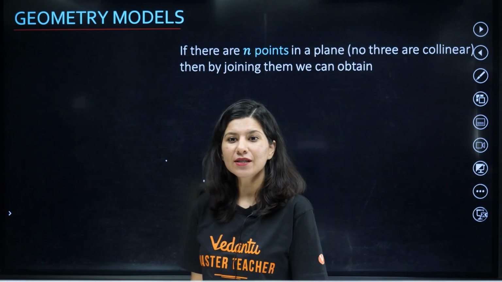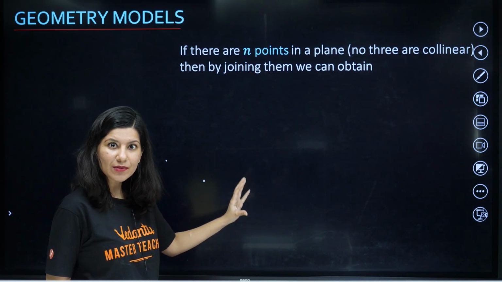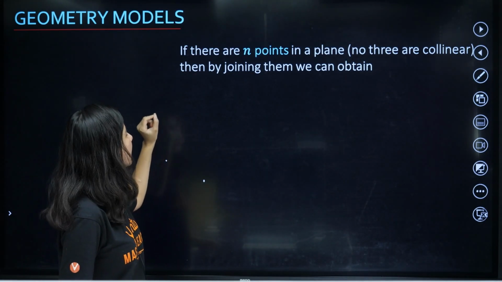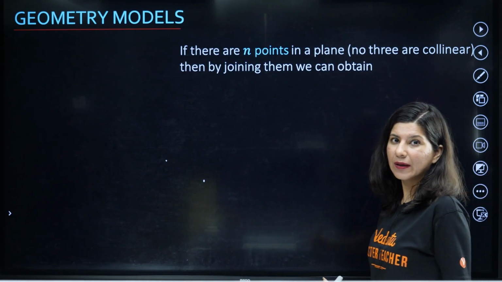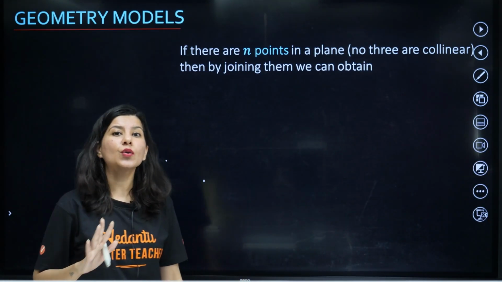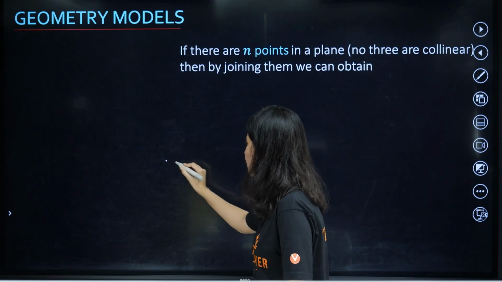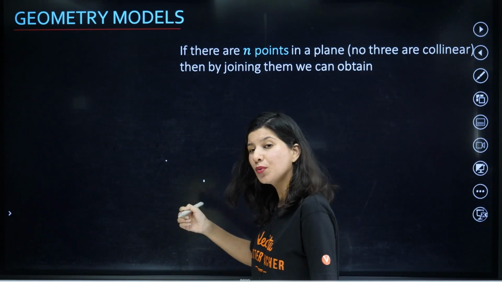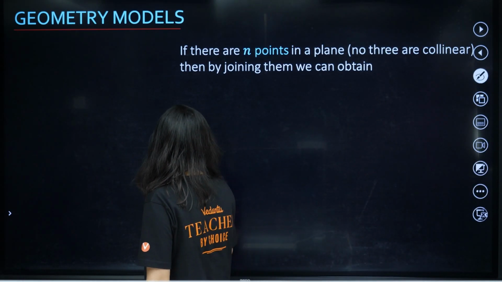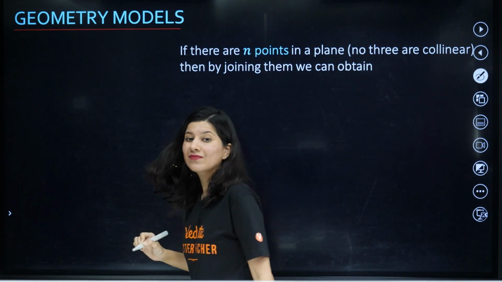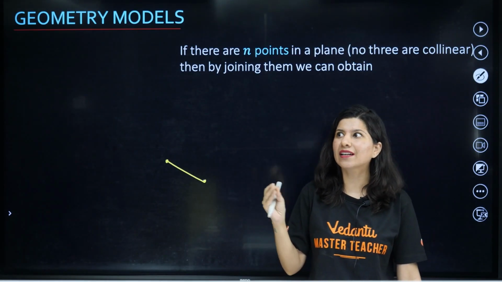So let us talk about a few standard problem statements. There are n points in a plane and no 3 are collinear. So all n are non-collinear points. Basically, about collinearity: 2 points are always collinear, right? These 2 points are always collinear. That's why they always talk about 3 points. We will never talk about collinearity of 2 points.